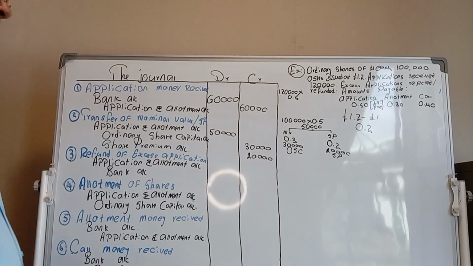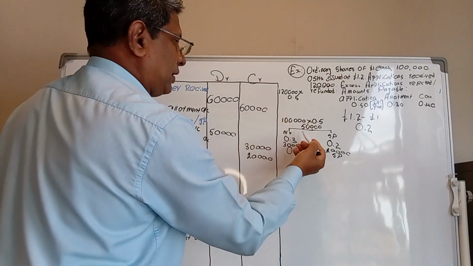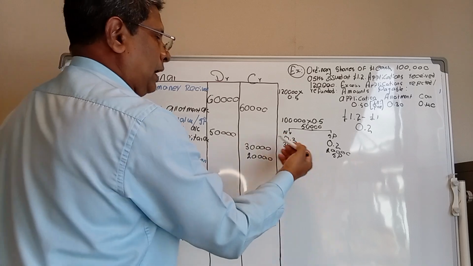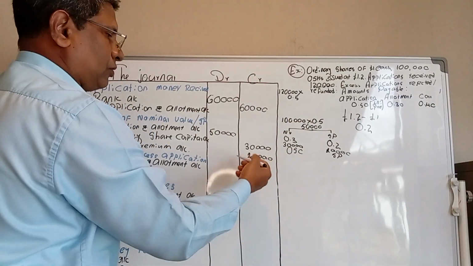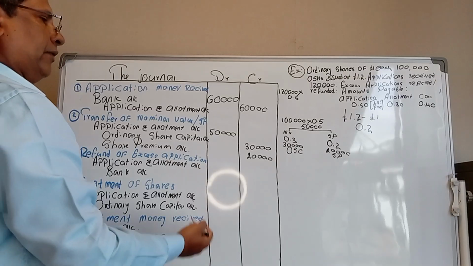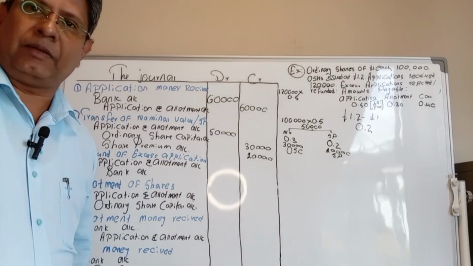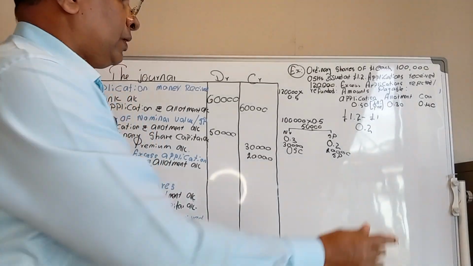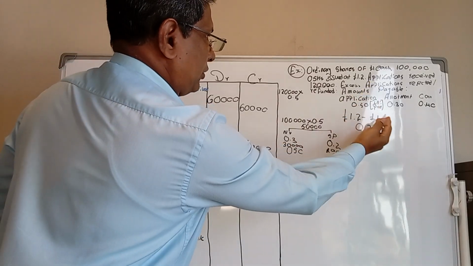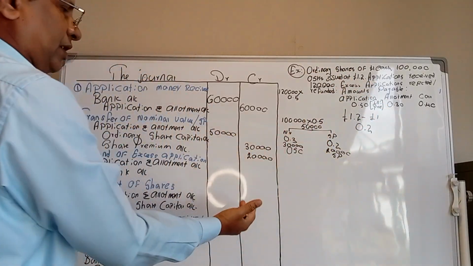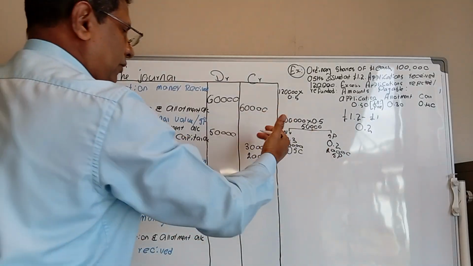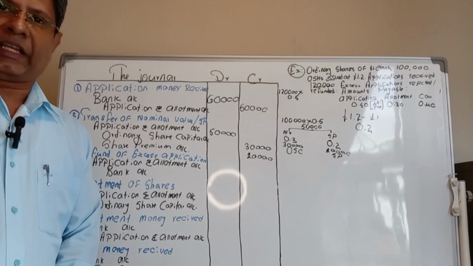Is it clear? What have I done? I have taken the number of shares that I am issuing and removed the share premium and the nominal value. The nominal value has gone to the share capital and the share premium has gone to the share premium account. We have separated the amount we got on application, understanding that there was a premium.